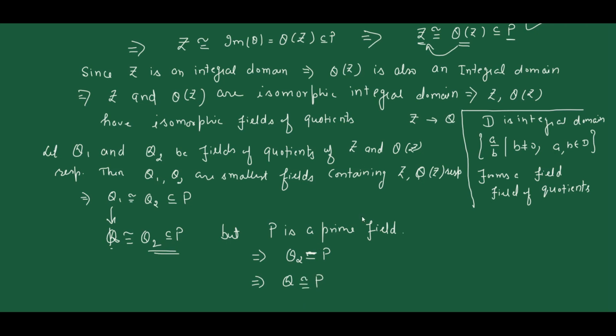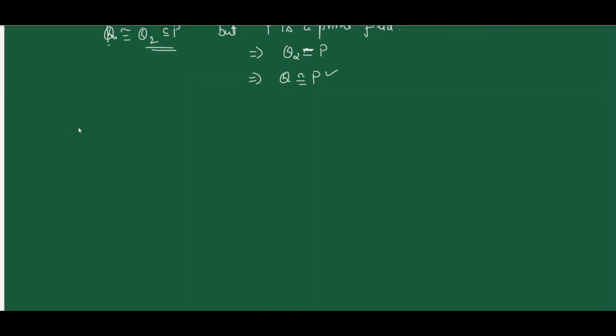So what we have proved is that in the first case, if M is 0, then the prime field is isomorphic to the field of rational numbers. So this is the first case. Now we will prove that if you assume that M is non-zero, then P is isomorphic to the finite field Z by pZ. So let's consider the case where M is non-zero.